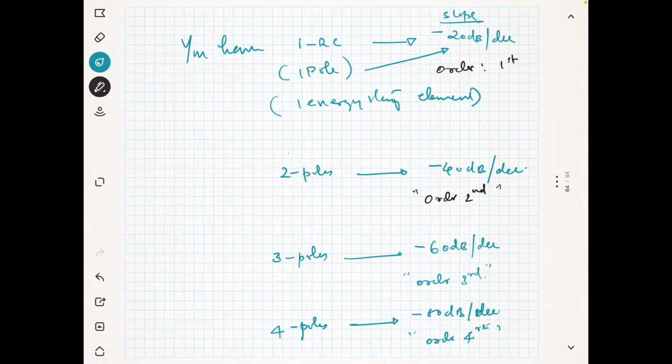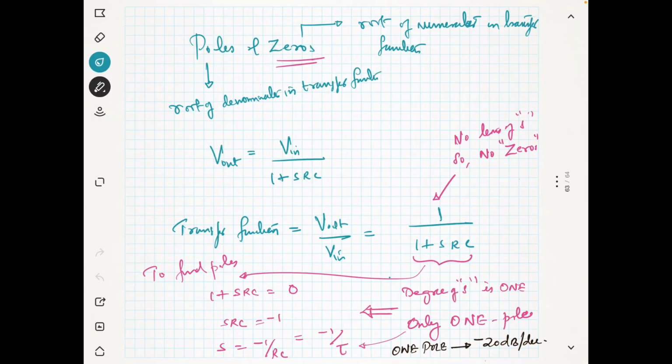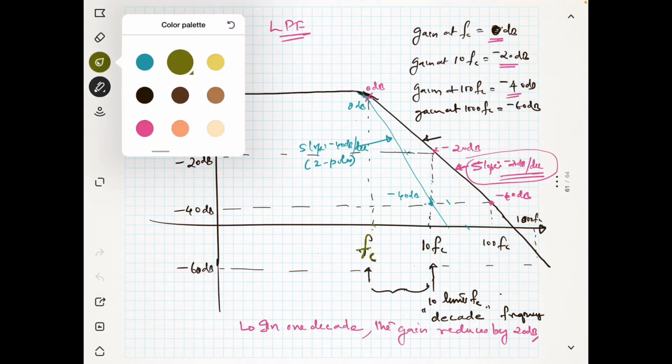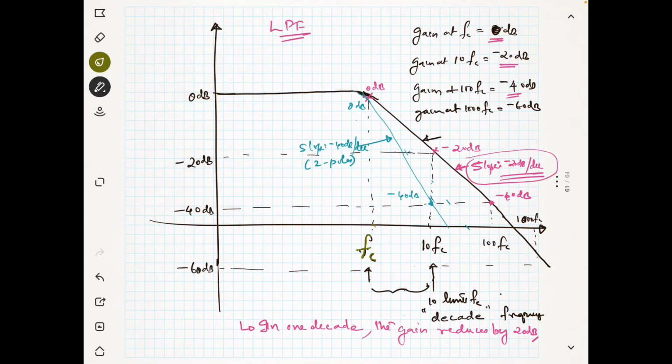So this is the characteristics of the filter. Now I will draw one more here to distinguish correctly, so I will use this color. Here is 60, so I need to join through this way. This is having more slope. The slope is minus 60 dB per decade, so it is a 3-pole filter.